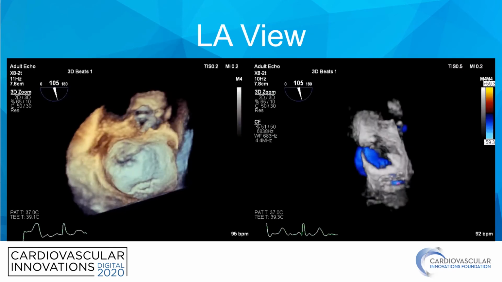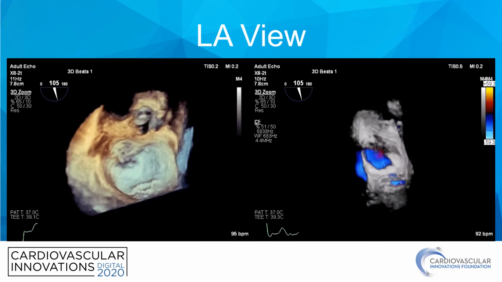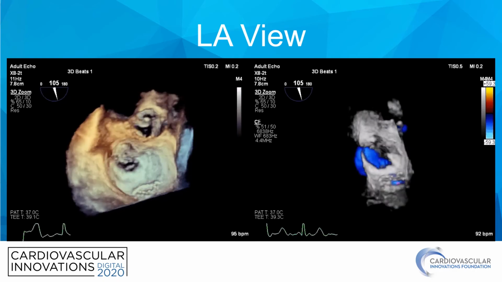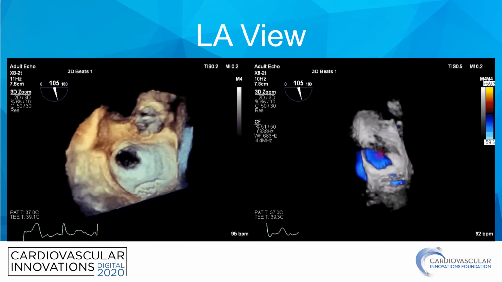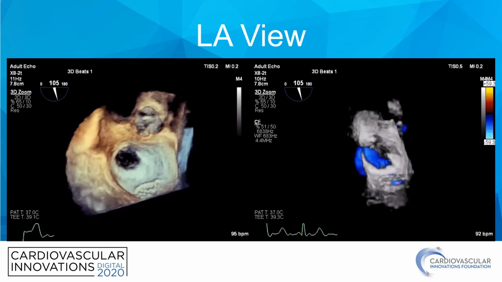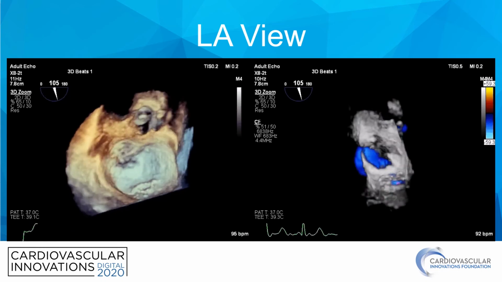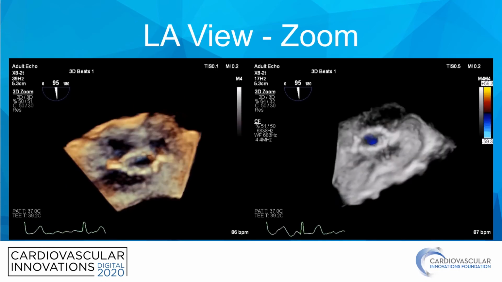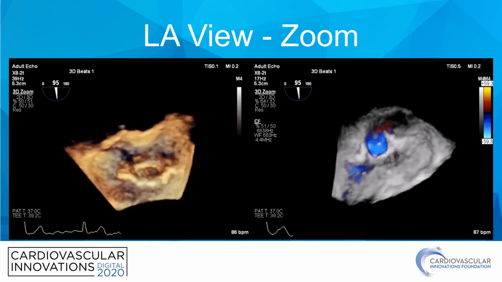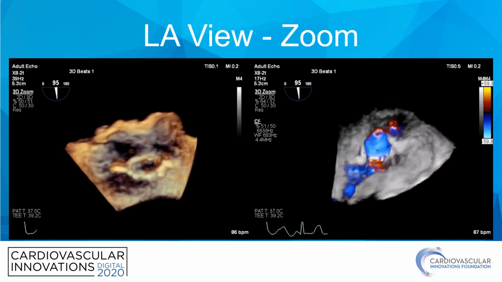Here we can see the deployed device with the left atrial arms visualized and flow seen through the device by color flow imaging. This is a zoomed image of the device from the left atrial aspect.